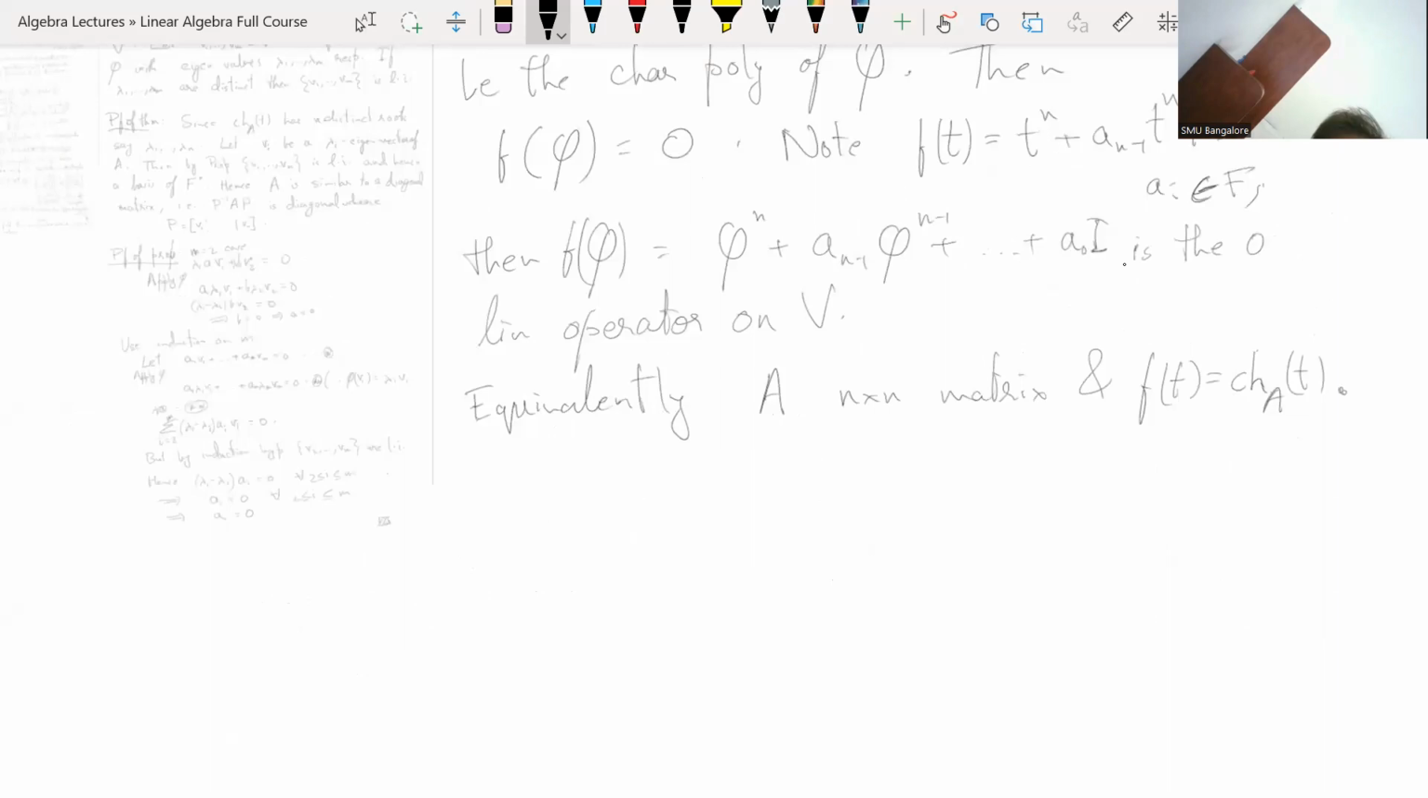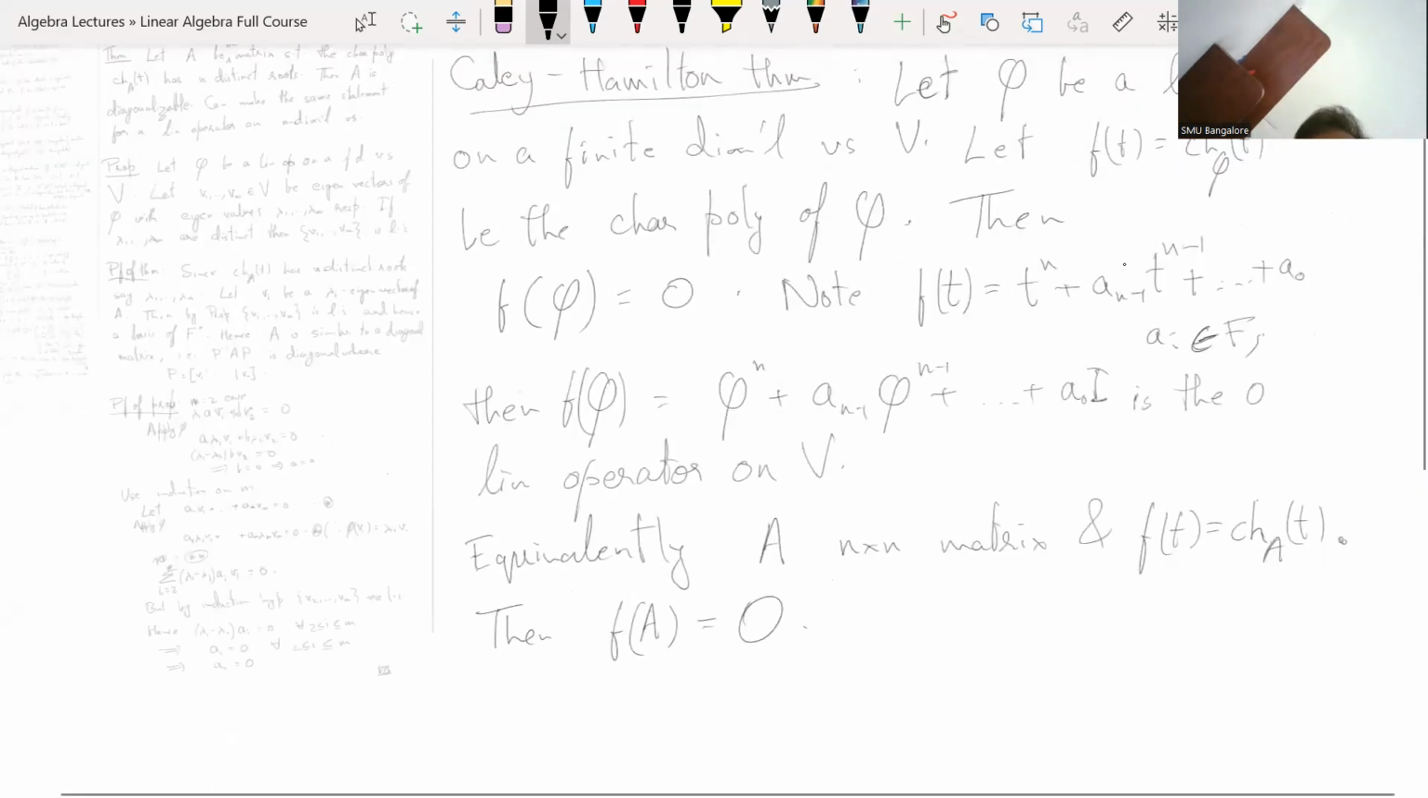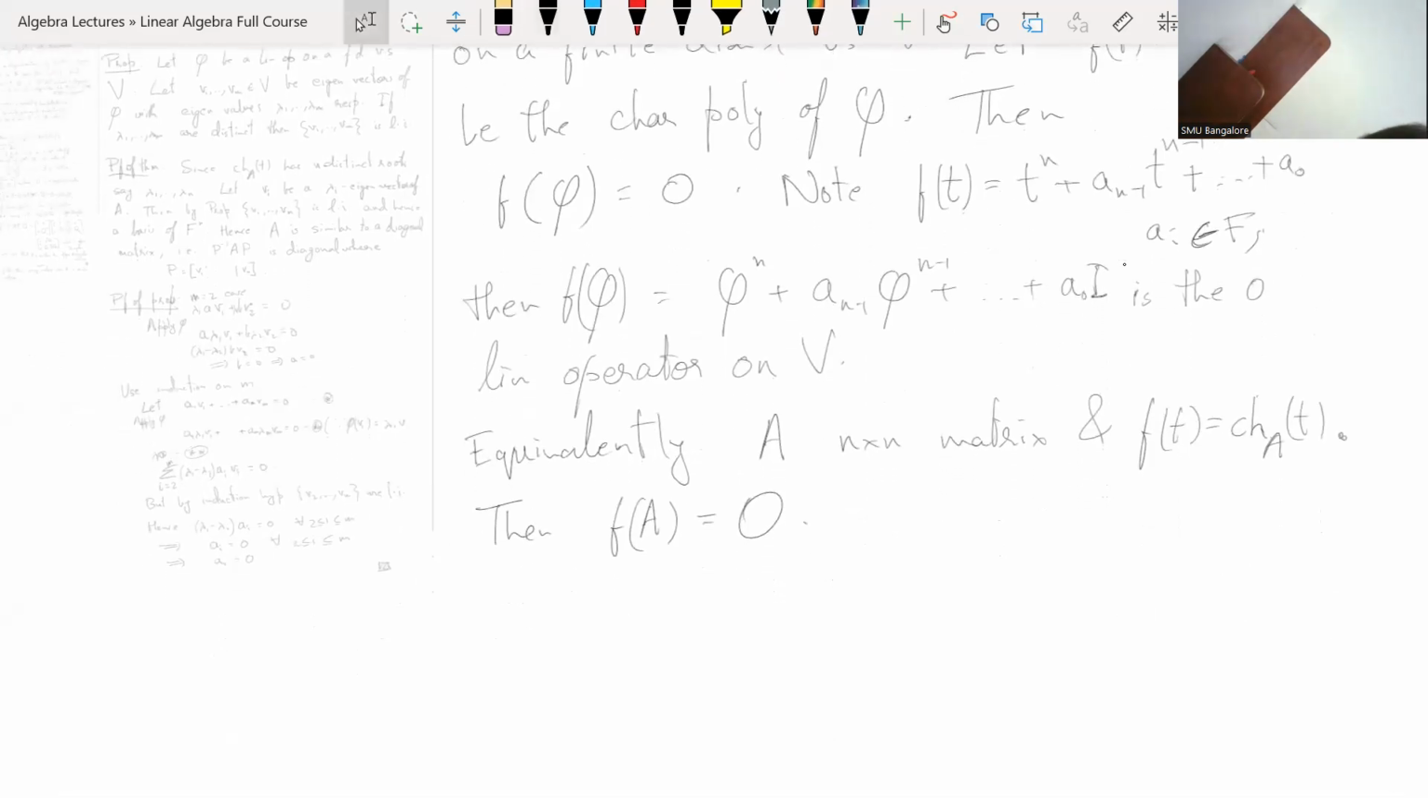Equivalently, A is an n cross n matrix and f of t is this, then f of A is the zero matrix. This is the usual matrix version. So let's see. The key trick in this proof is the following.